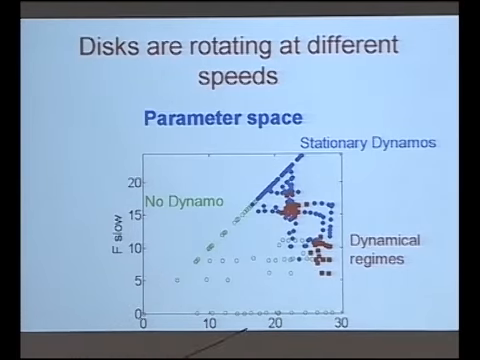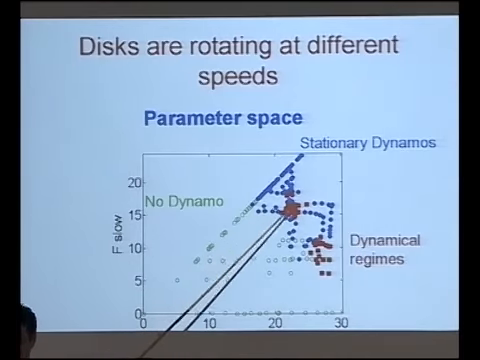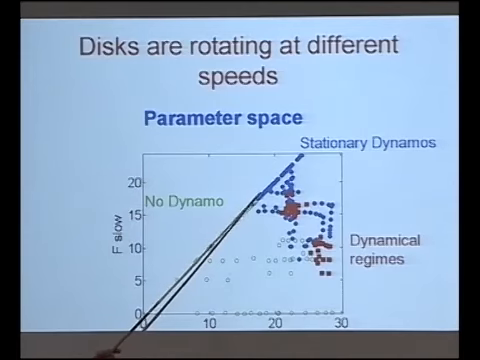Then I can draw a parameter space in which I plot the frequency of the slow disk as a function of the frequency of the fast disk. I have two parameters now. The diagonal here is the case where the two disks exactly counter-rotate, so that's the state I described just before. And the hollow symbol stands for no dynamo.